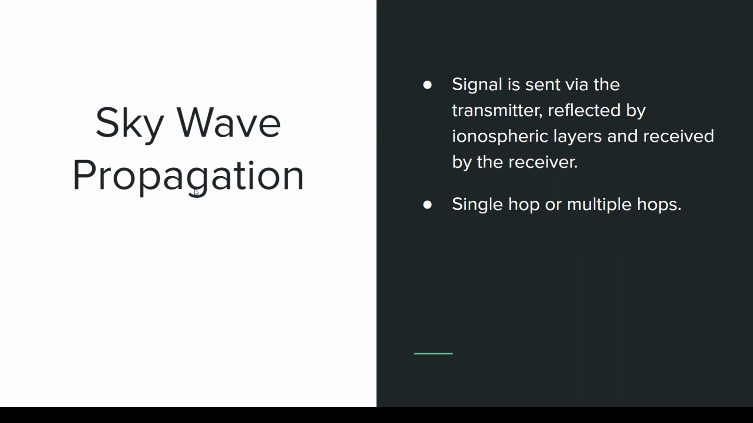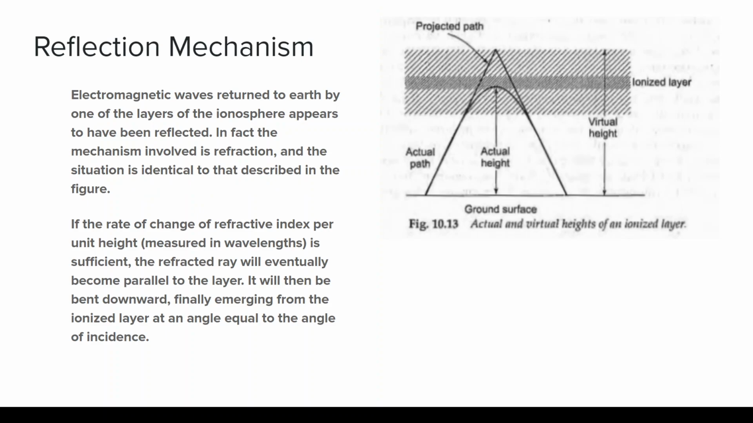Next is the sky wave propagation. The signal is sent by the transmitter, reflected by ionospheric layers, and received by the receiver. It is transmitted in either single hops or multiple hops. Let's discuss the reflection mechanism of the sky wave propagation.